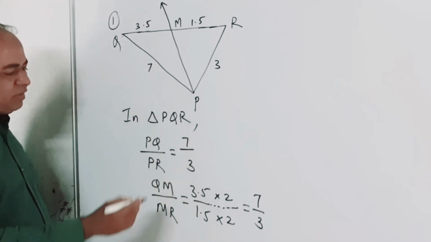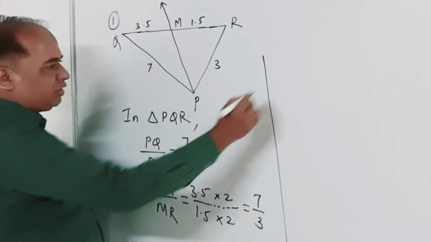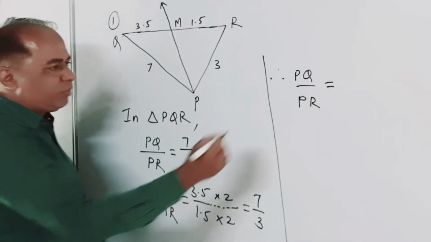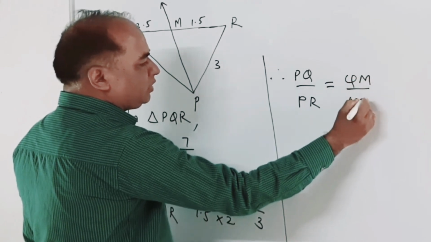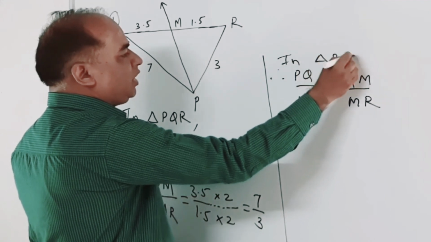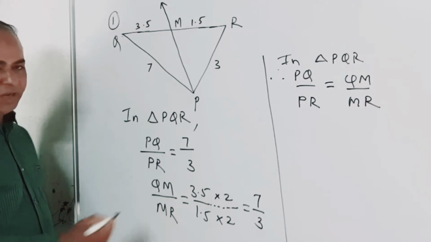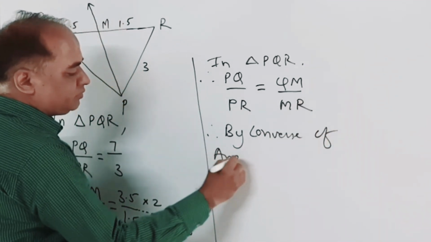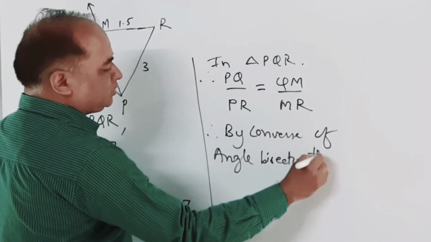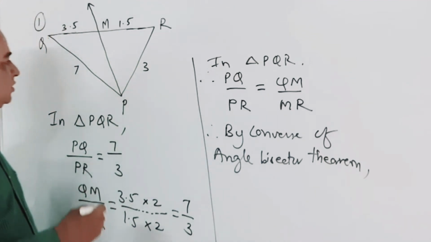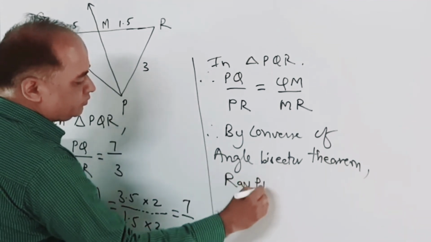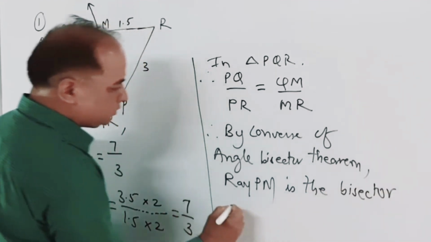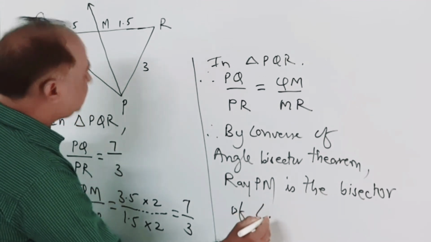So in triangle PQR, PQ upon PR is equal to QM upon MR. Both ratios are equal. Therefore, by the converse of the angle bisector theorem, ray PM is the bisector of angle QPR.